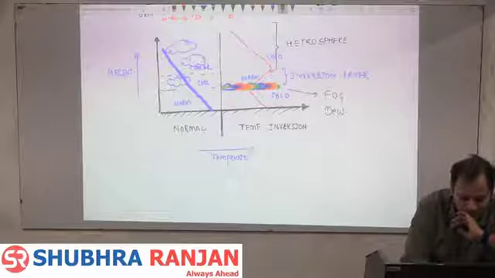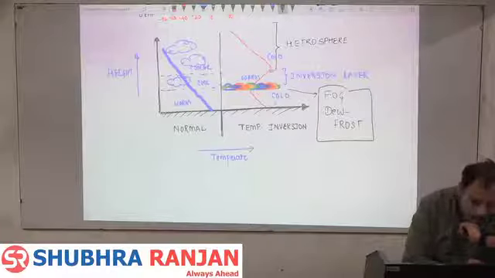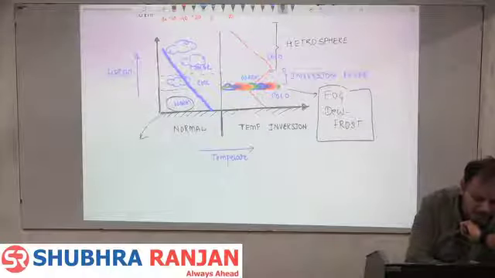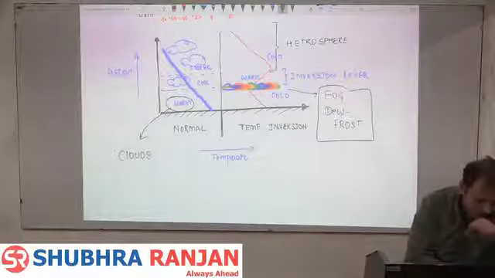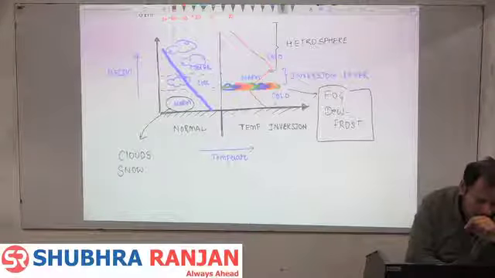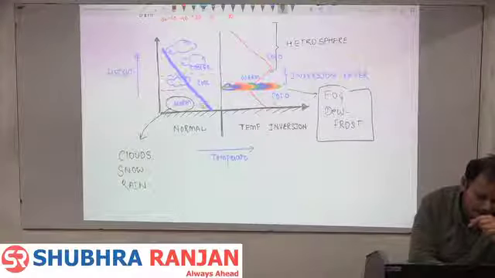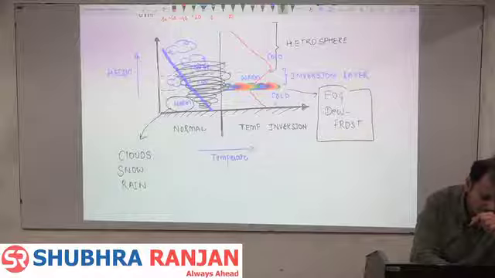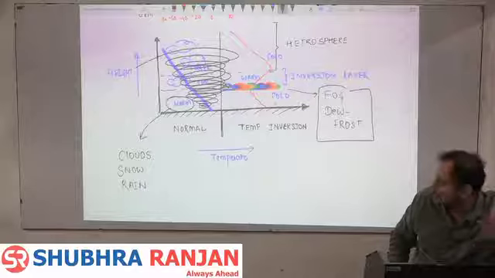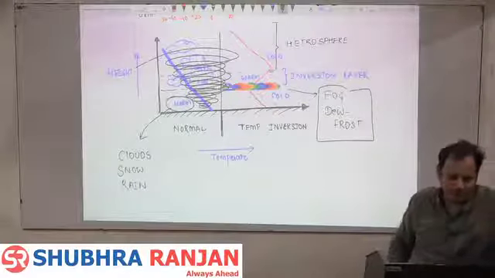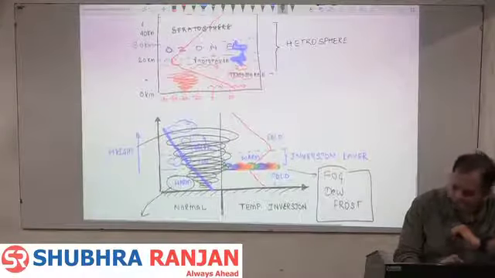Temperature inversion will always result in fog, dew, frost. In normal conditions, if this warm air rises up, it will result in clouds, snow, rain. And if it is an extremely abnormal condition, then the air will go up and this will result in cyclone, tornado, whatever, cumulonimbus cloud, etc. Getting it? If it becomes very, very warm. Understanding?